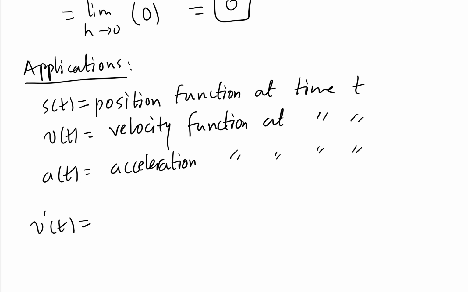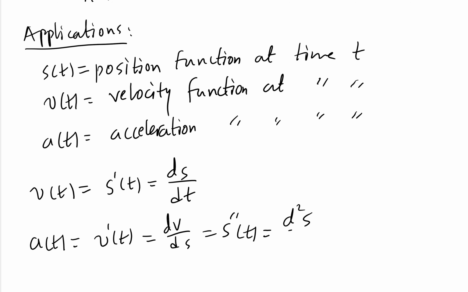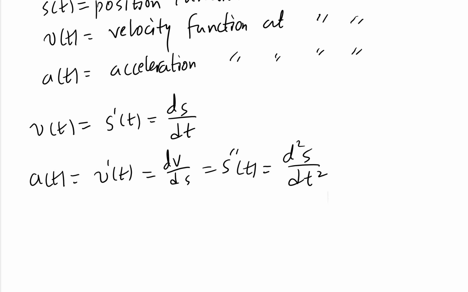v of t is the derivative of s of t, or we can say ds/dt. The acceleration is the derivative of the velocity, or that can be written like this, or the second derivative of s. So it's d squared s over dt squared. So that's the relation between position, velocity and acceleration.